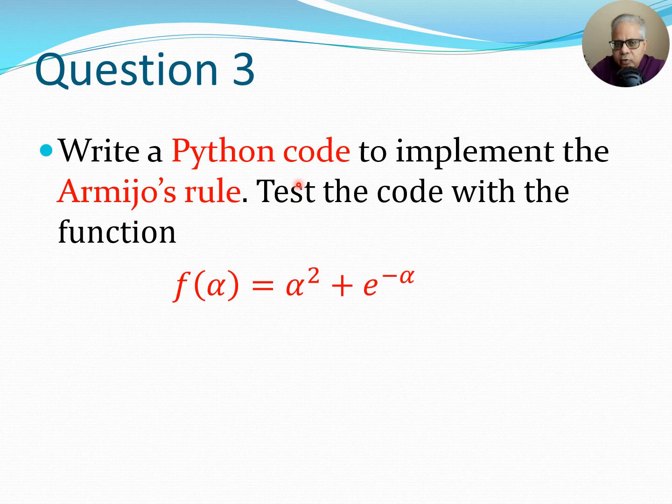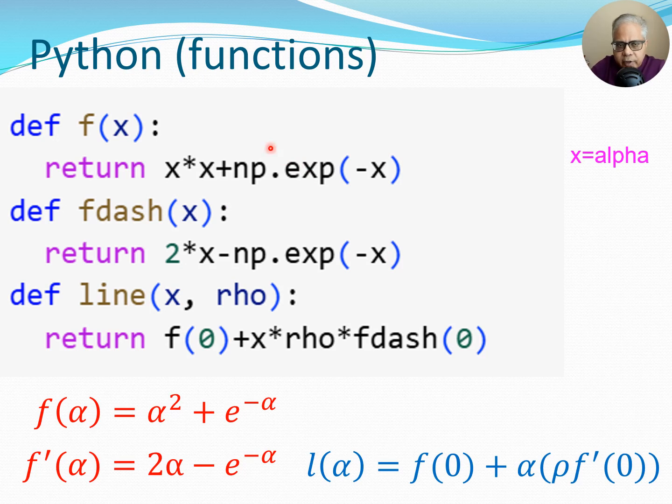Now let us write a Python code to implement this method, and we are of course going to test this code with our usual function. So to write the code and make it more general, we are going to say that it's valid for any given function, and therefore we are going to write some Python functions. So of course the function f is there, the function f dash is there, and the function for the line is there. So remember, the function f is of course x square plus e to the power minus x. The derivative is 2x minus e to the power minus x, and in these cases I have to bring in numpy essentially to get the exponential function.